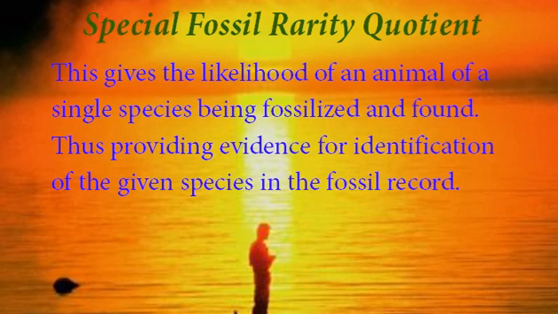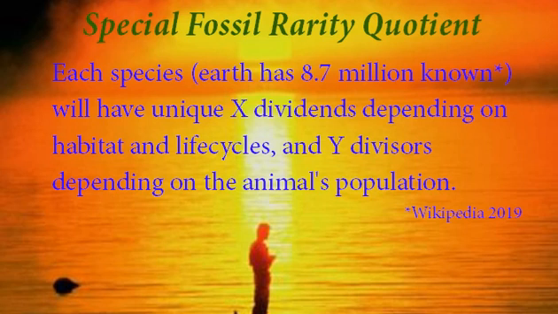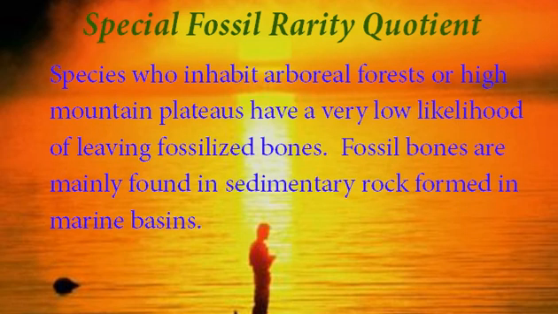This gives the likelihood of an animal of a single species being fossilized and found, thus providing evidence for identification of the given species in the fossil record. Each of Earth's 8.7 million species will have unique X-dividends depending on habitat and life cycles, and Y divisors depending on the animal's population. Species who inhabit arboreal forests or high mountain plateaus have a very low likelihood of leaving fossilized bones. Fossil bones are mainly found in sedimentary rock formed in marine basins.